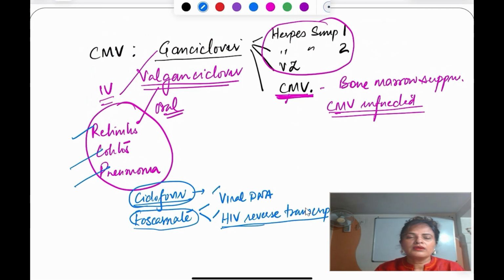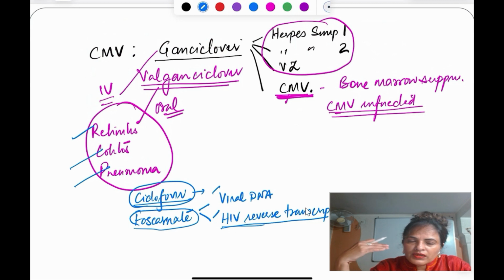So what are the anti-herpes virus drugs I have discussed today? One is acyclovir, then valacyclovir. Acyclovir is a very good drug. It is used against all the herpes simplex viruses except cytomegalovirus. But its bioavailability is less, number 1. Number 2 is half-life. Number 3 is resistance. And number 4 is it is not effective against cytomegalovirus.